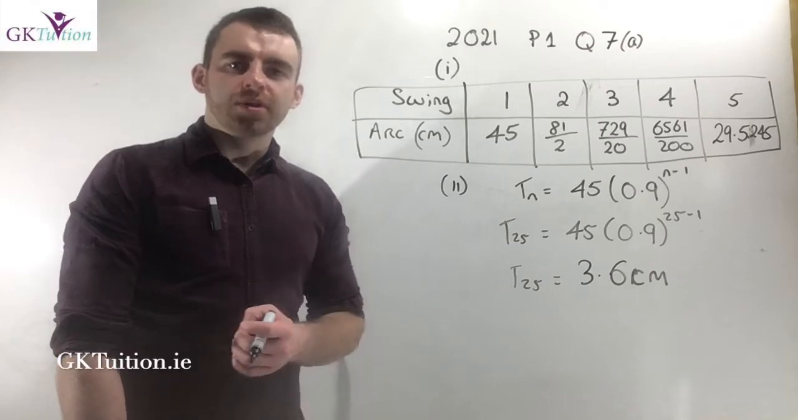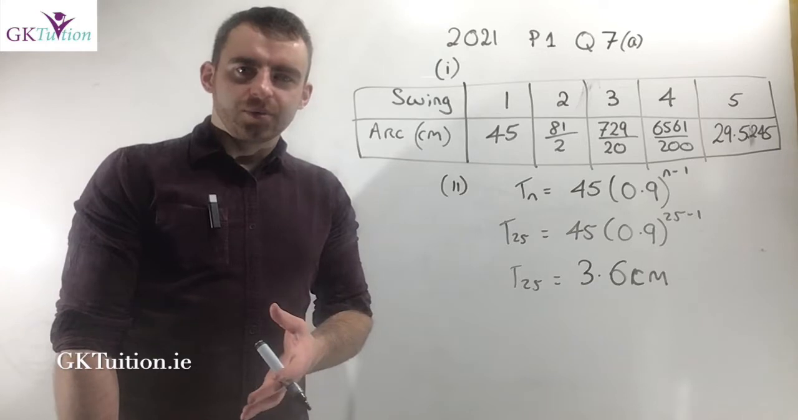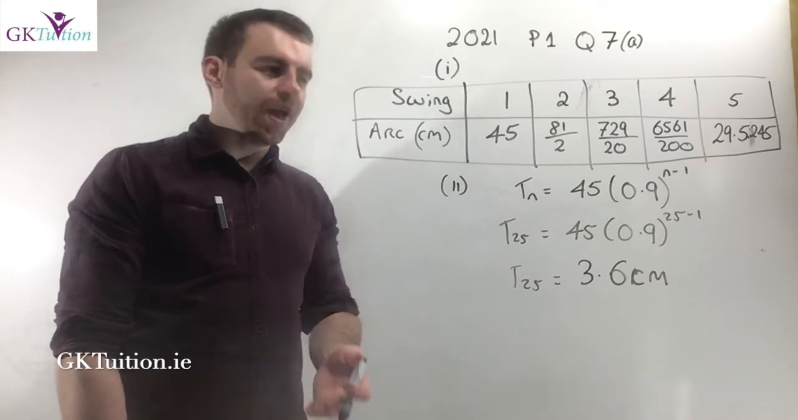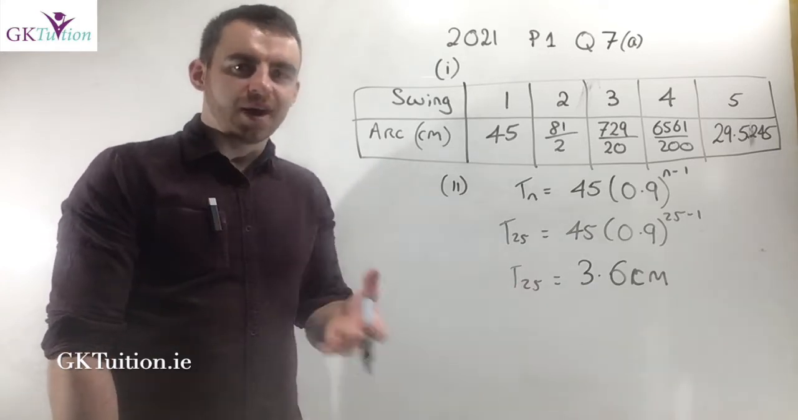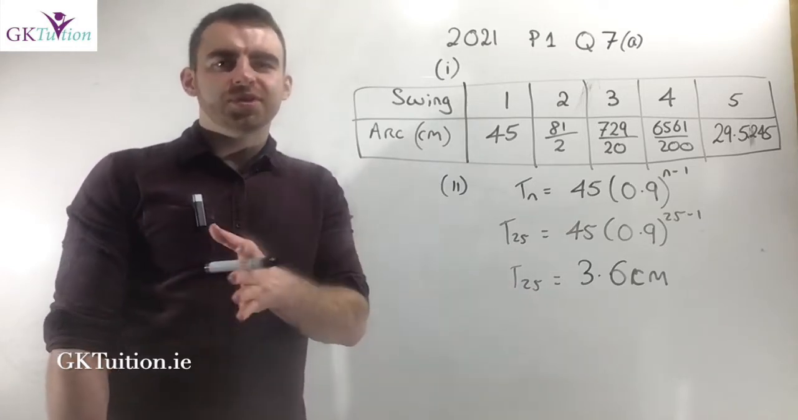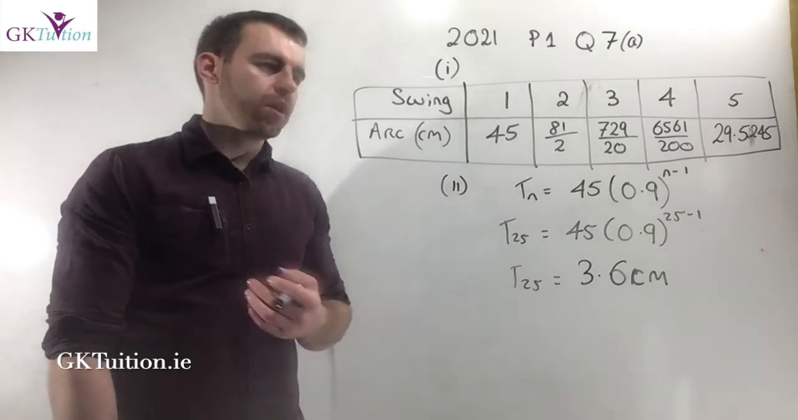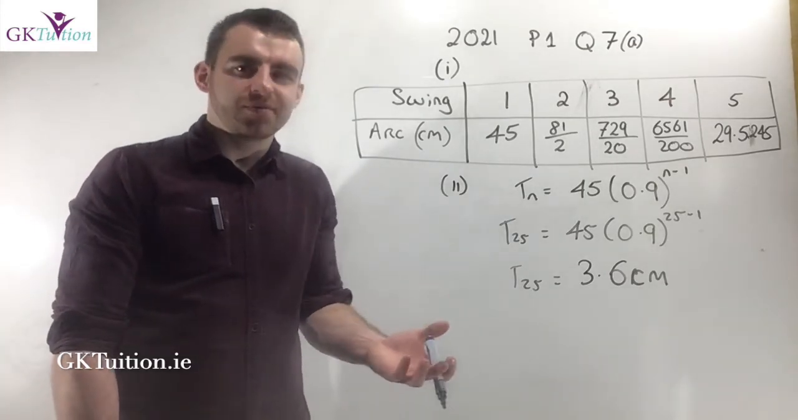In this video, we're looking at 2021 Paper 1, Question 7. Here we're dealing with sequences and series. There's a pendulum and the arc length of its first swing is 45 centimeters. Every preceding arc length is 90% of the previous one. So the first part is very straightforward.